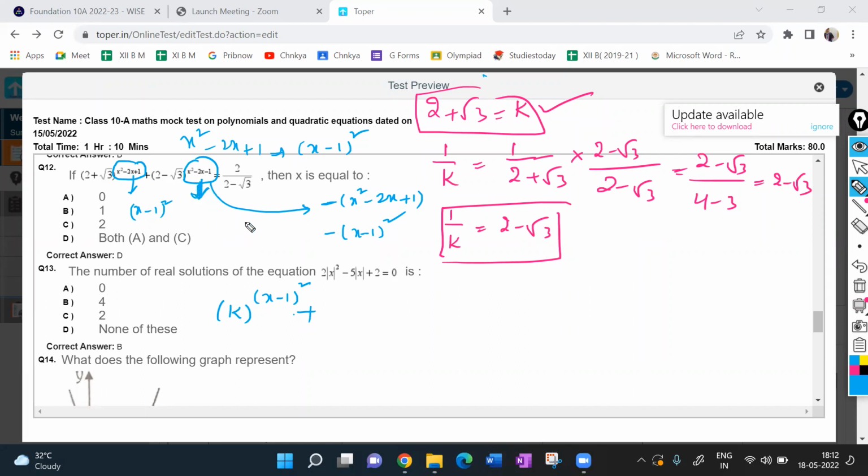Why did we write this? You understood, guys? Why did we write like this? I just took minus common so that if I take minus common, I can make it as a perfect square, guys. Okay. So that is how I wrote it.